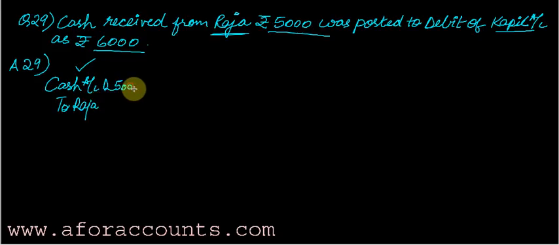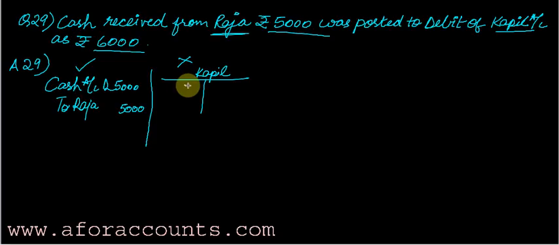5,000. Okay, right entry. Now the wrong thing which I have done: I have debited it to Couple's account. So let me make a small Couple's account. In Couple's account I have debited it by 6,000.